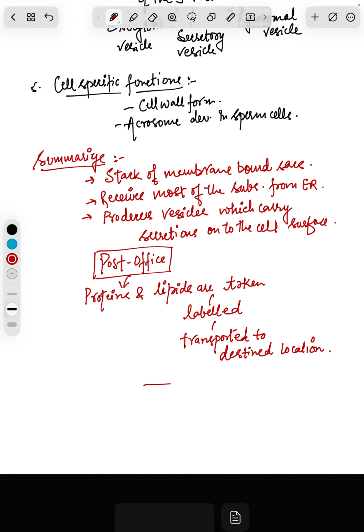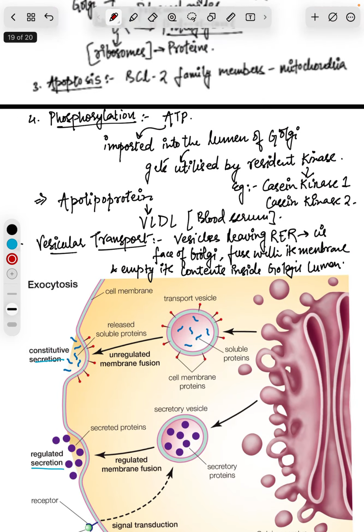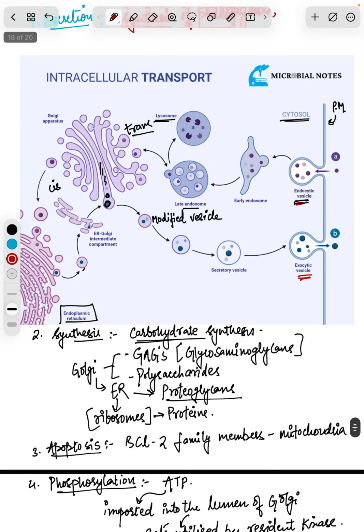So this was it about Golgi and what parts the whole complex has.